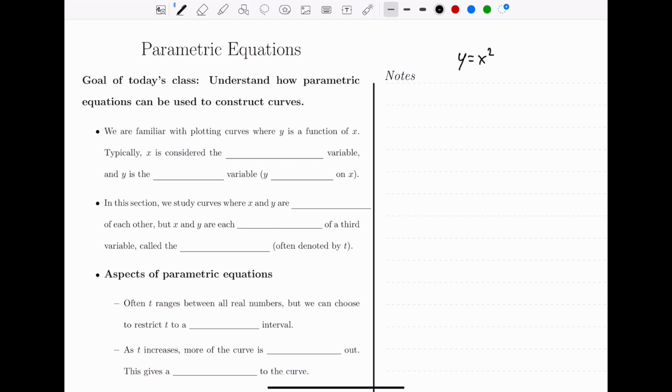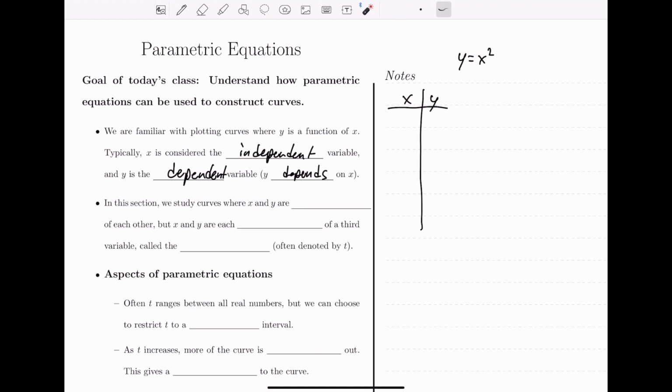Probably the way that you started was to make an xy table. And we thought of x as the independent variable, and y was the dependent variable. Y depends on x. So x is considered the independent variable. Y is the dependent variable. That just means that y is a function of x, or y depends on x.